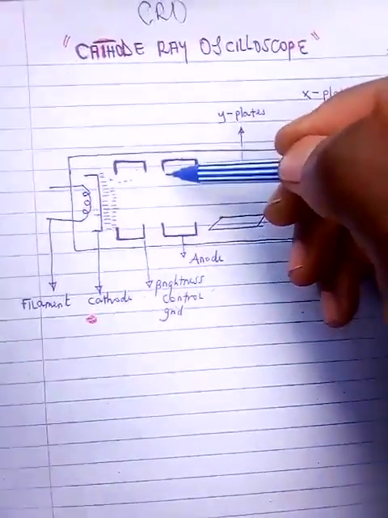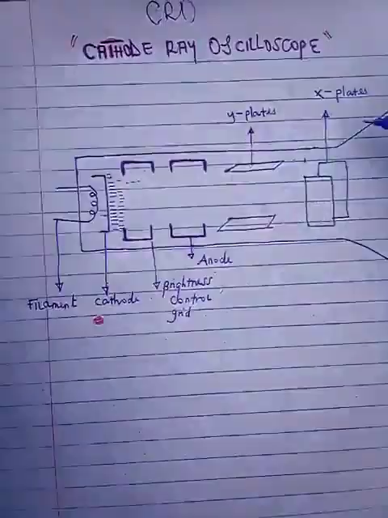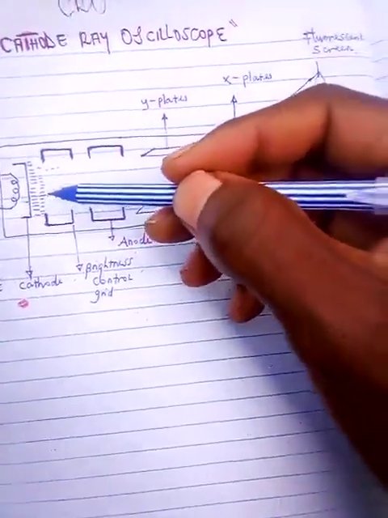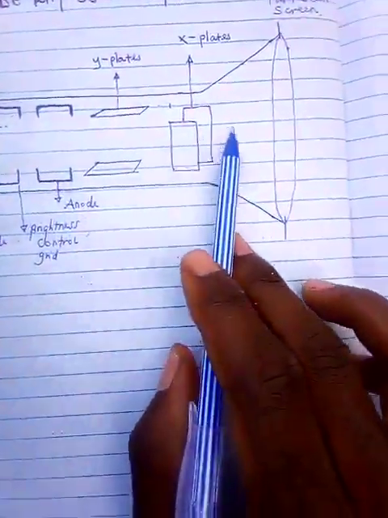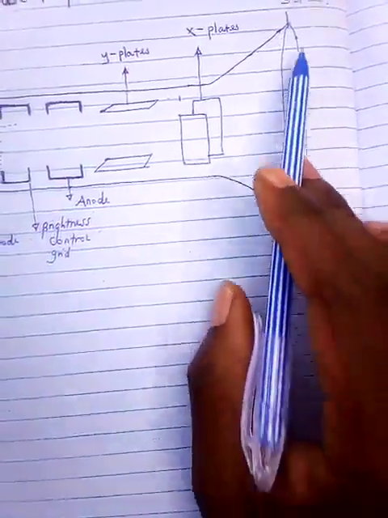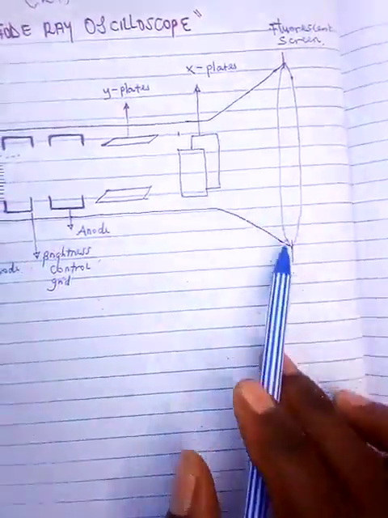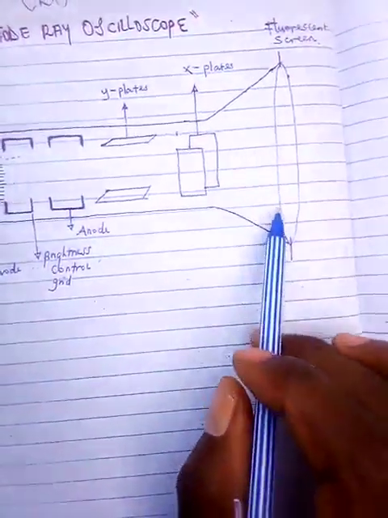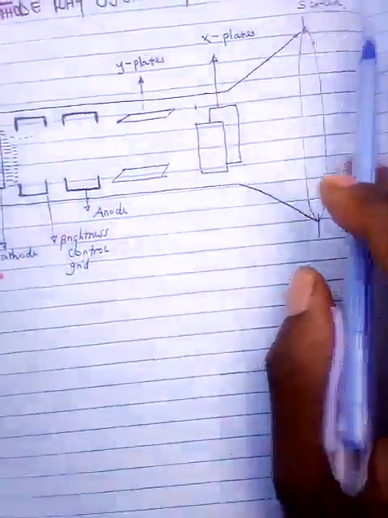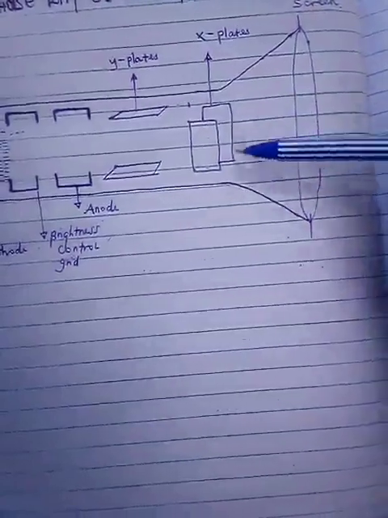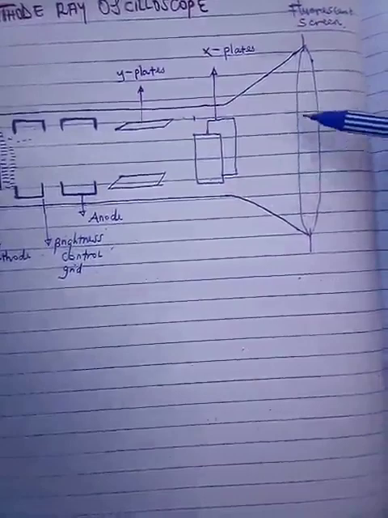Okay, so what exactly is the function of the brightness control grid? Well, when these electrons have been released, they tend to move within this cathode ray oscilloscope, and they tend to strike this part which we're simply referring to as the fluorescent screen. When they hit this fluorescent screen, certain spots are formed on the screen.